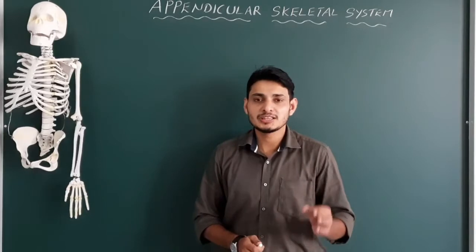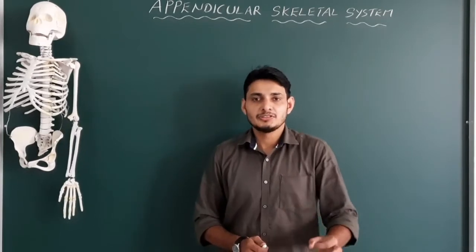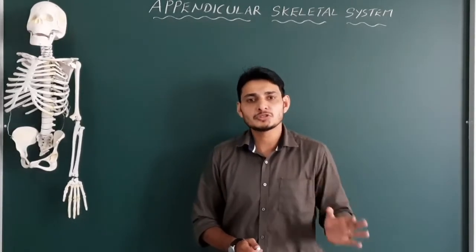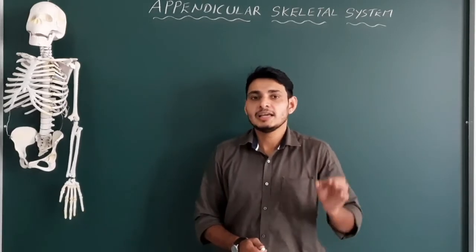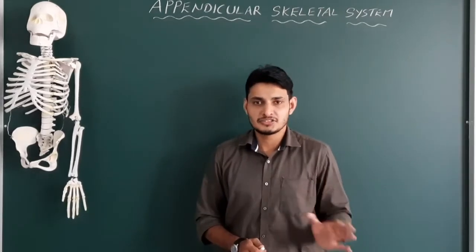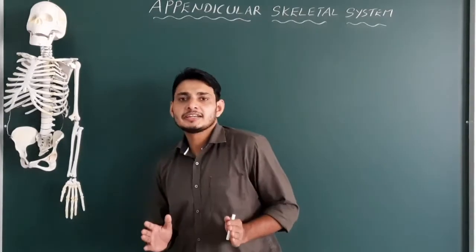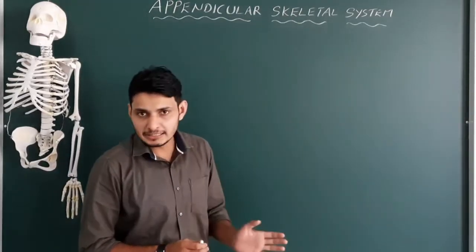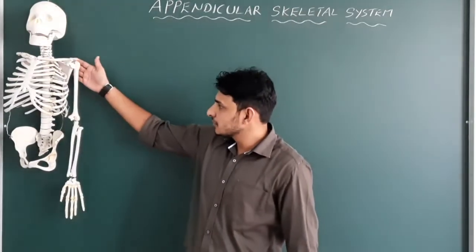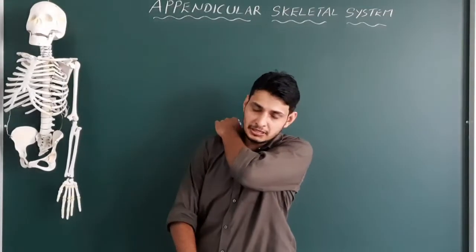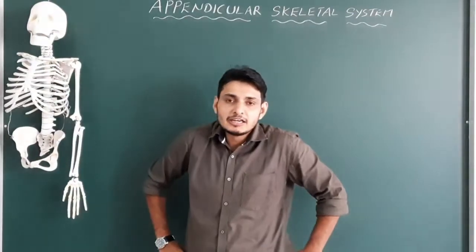Here I'm going to talk about the appendicular skeletal system. There are about 126 bones present in the appendicular skeletal system, and 80 bones in the axial skeletal system. The appendicular skeletal system is mainly composed of the girdles, that includes the pectoral girdle, which is here. This is our pectoral girdle, and the pelvic girdle. So the pelvic girdle will be here.